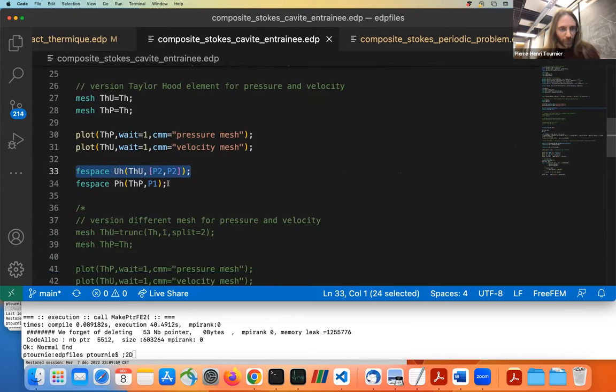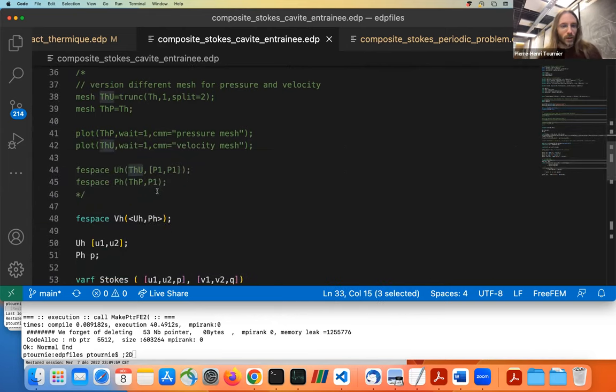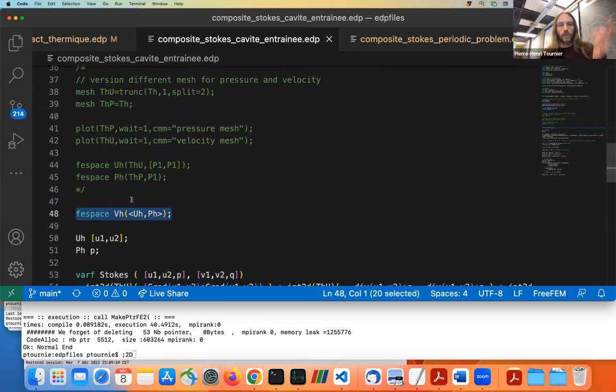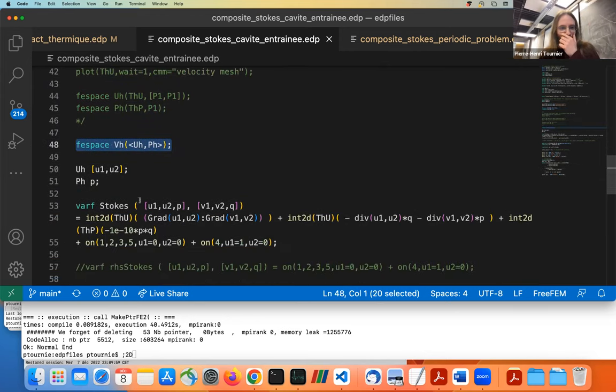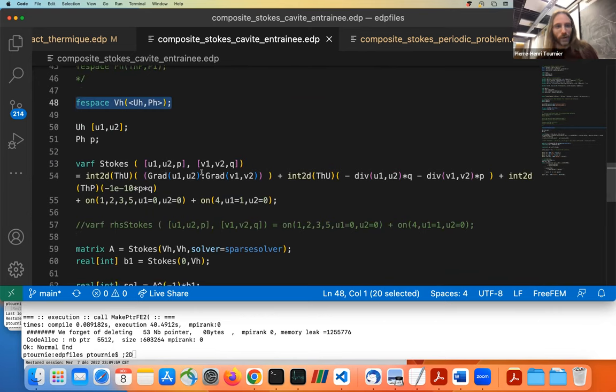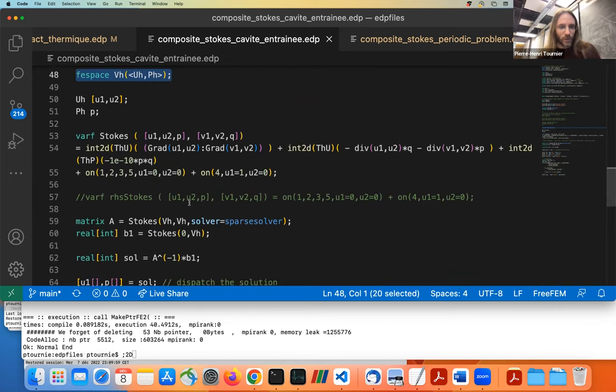You have the velocity components and the pressure components, and you can actually use different meshes for velocity and pressure. Now we define the composite FE space with the two, the UH and PH, and then we can define the Stokes variational problem and solve it in this composite way.